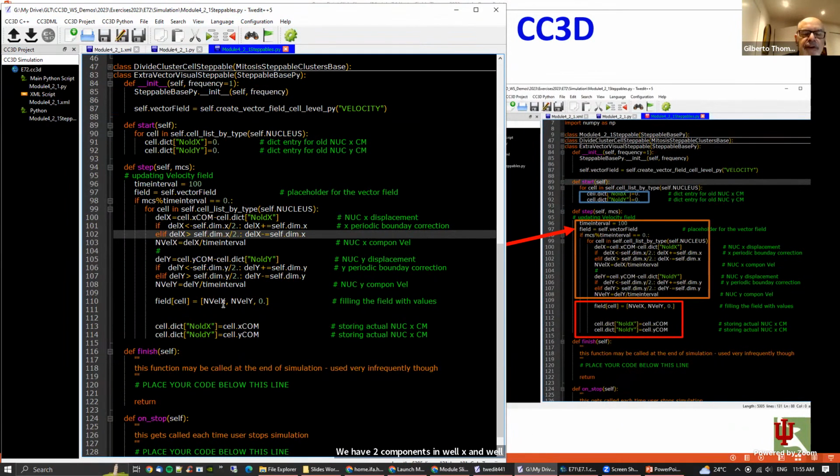So here, see the difference from the scalar field. The scalar field was only one number, the pressure or the volume. Now we have two components because we assign a vector at that point of the space. And finally, we update the dictionary to retain the actual position of the center of mass, to be used the next time I calculate the velocity. Okay.